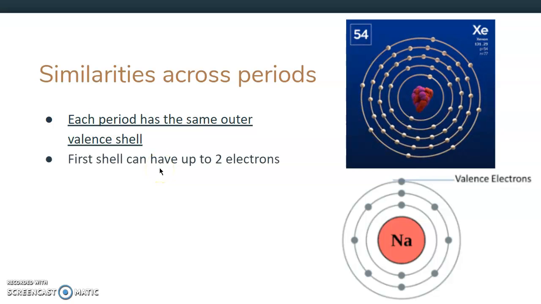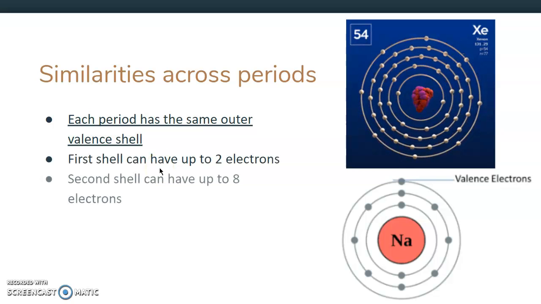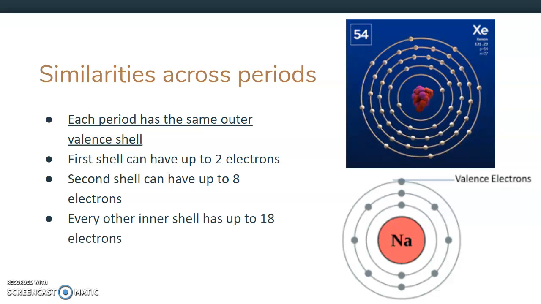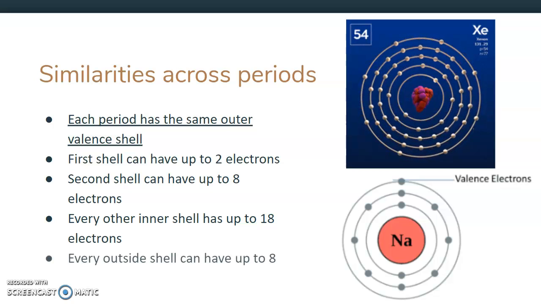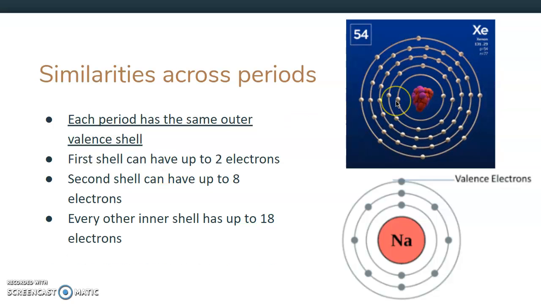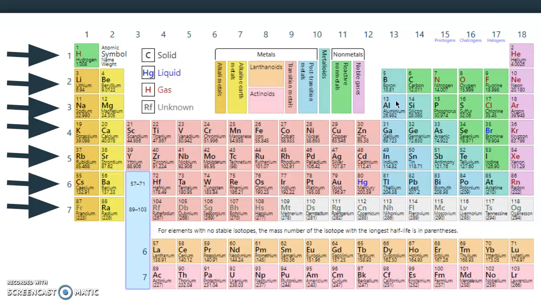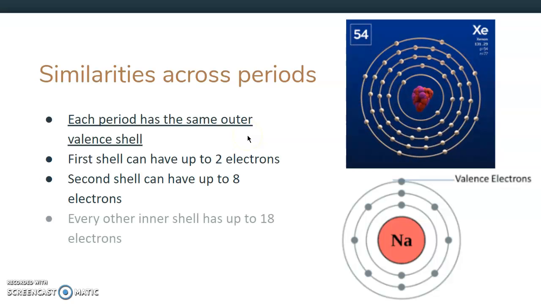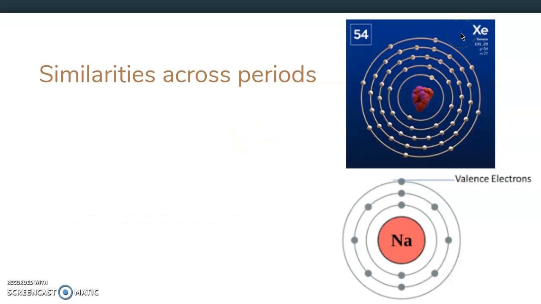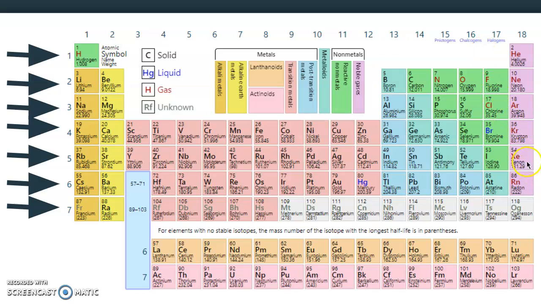It's the very outside. Our first shell can have up to 2. Our second shell can have up to 8. Every other inner shell can have up to 18. And then our outside shell every time has up to 8. This number 18 seems like a lot, and that's because of our transition metals. As we're looking at xenon, which is a good example, let's go back to our periodic table. It's all the way down here in the 5th period.